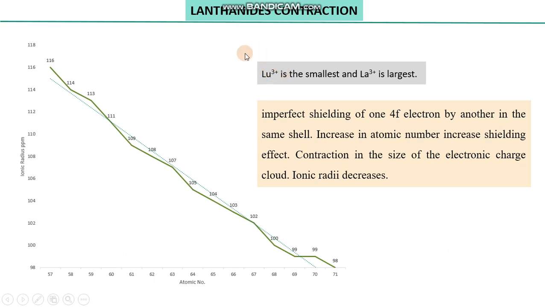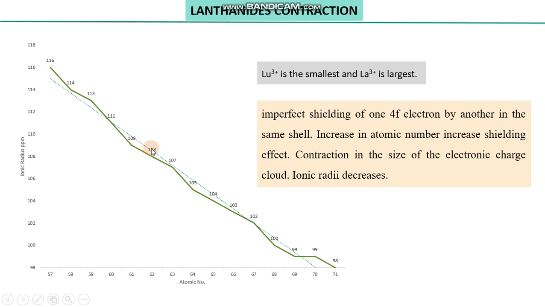Then lanthanide contraction. This graph has been designed for lanthanides in +3 oxidation state, and in these lanthanide ions, the top one is lanthanum, and at the bottom is lutetium. For the top one the value is 116 picometer, and for the lowest it is 98 picometer. If you look at the change, it is almost gradual, and this gradual decrease in ionic or atomic size of lanthanides is called lanthanide contraction.